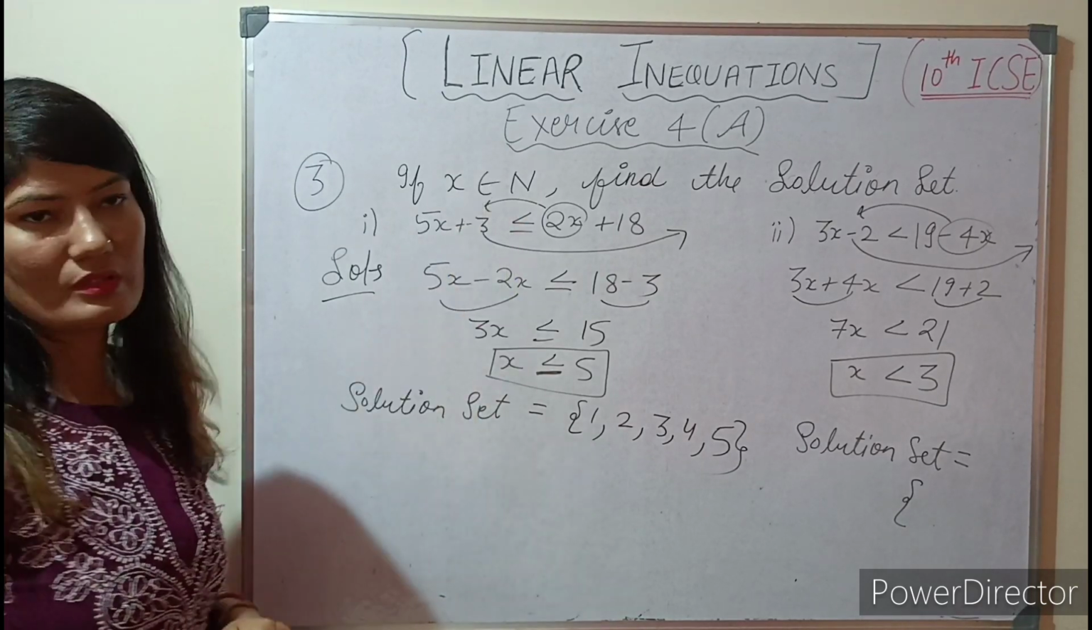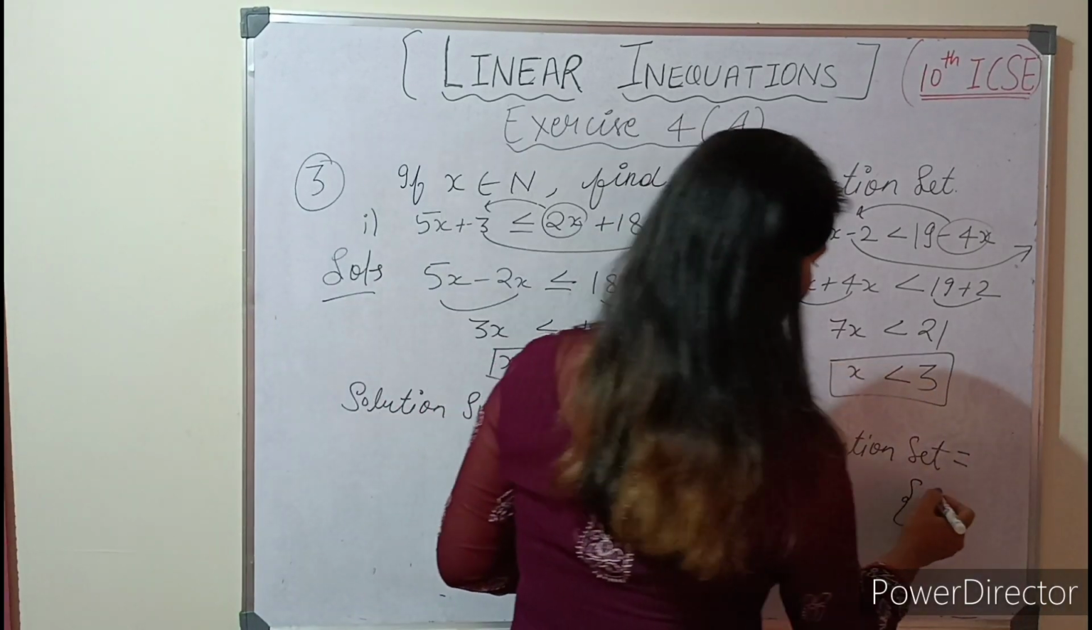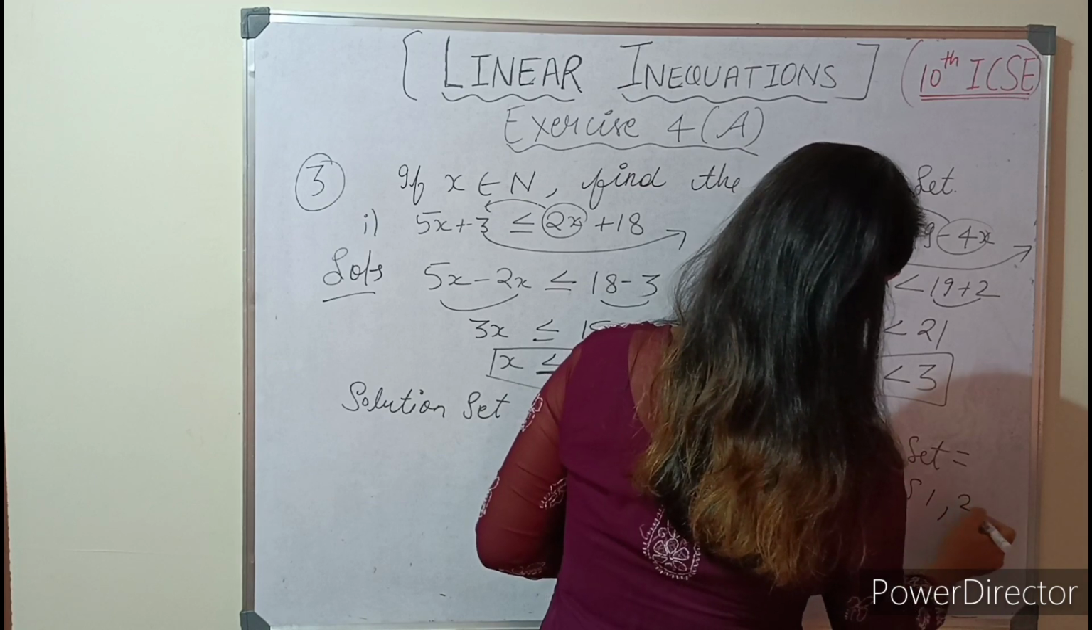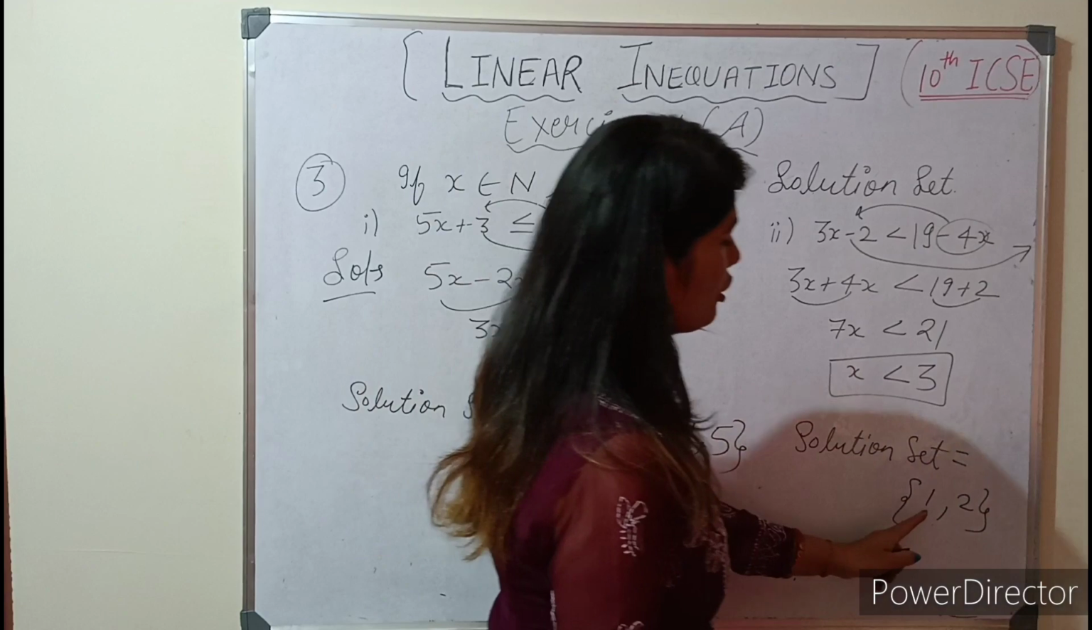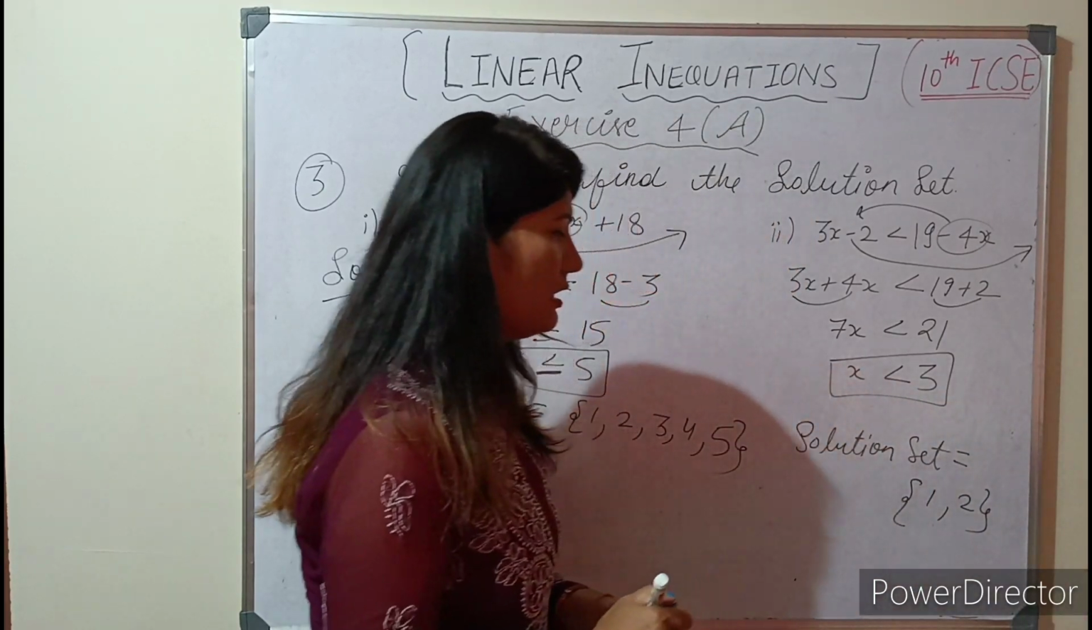Again it is natural numbers, you will not include 0. So directly you will start from 1. So 1, 2, because here it is not equals to. Clear? So it means only 1, 2 is the solution set.